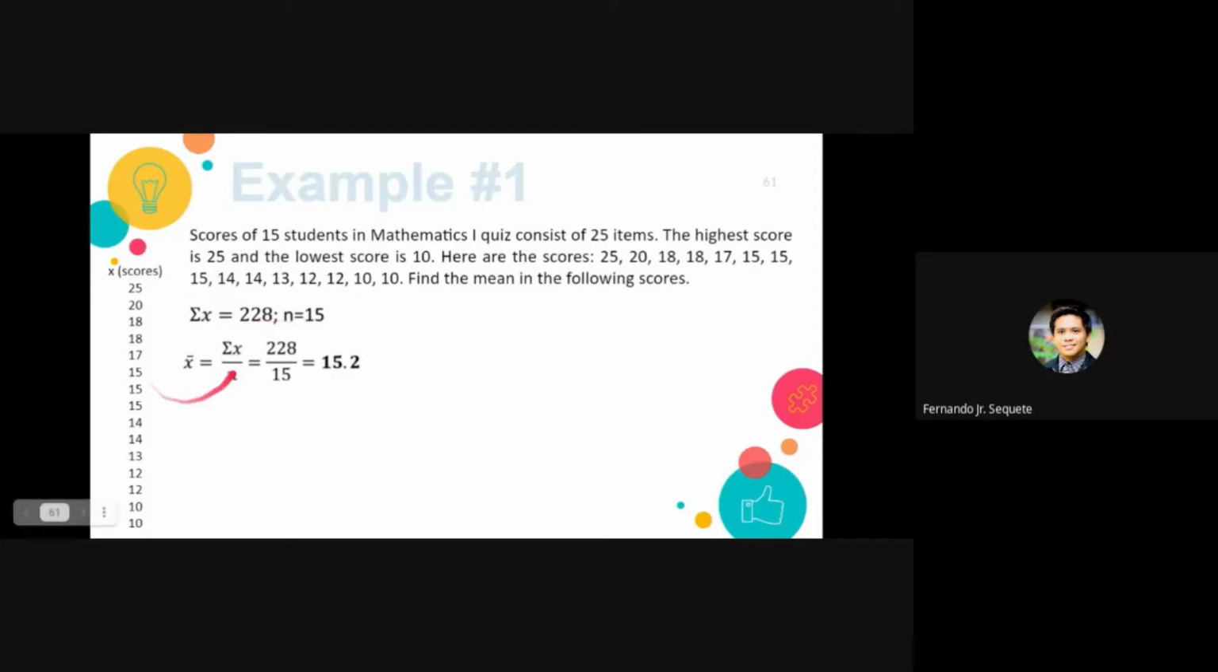So we will be using the first formula. Mean is equal to summation of x over n. So, therefore, we have 228 divided by 15. Therefore, the answer is 15.2. Okay, so that is 15.2. Therefore, this is the arithmetic average for this problem.